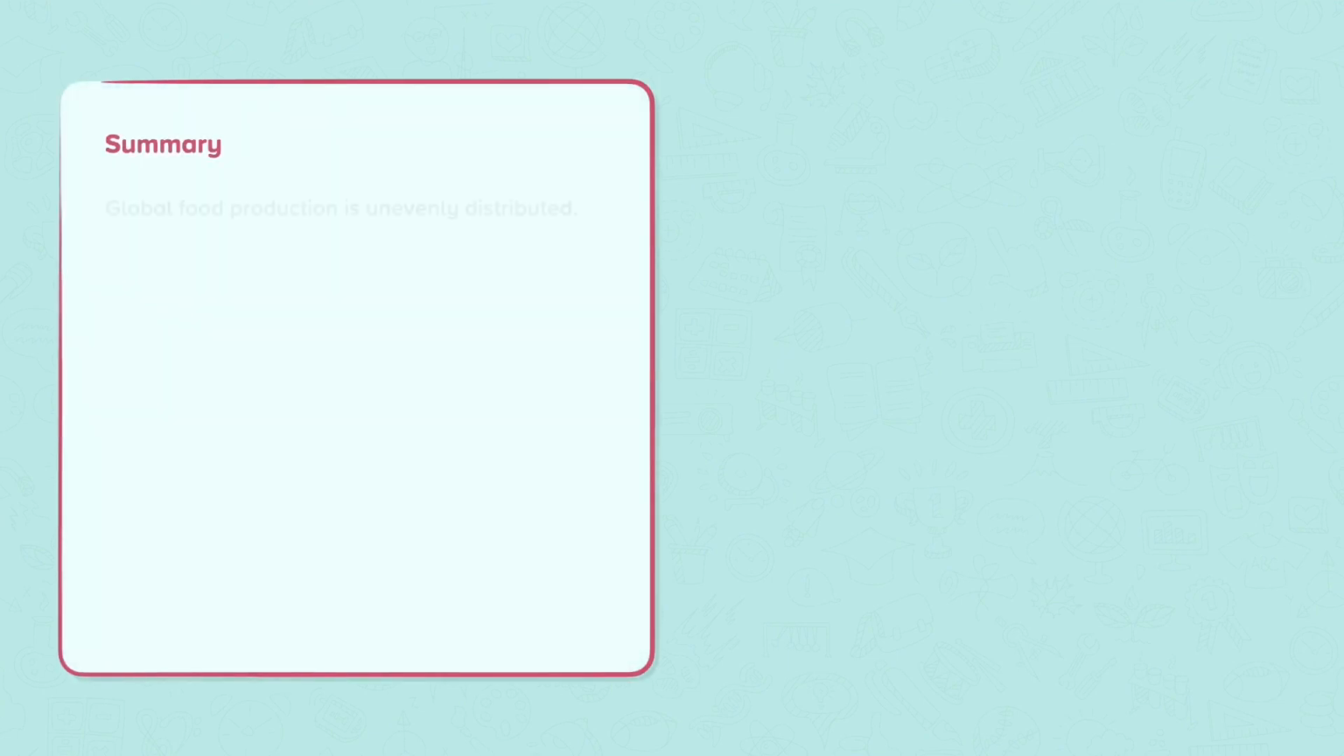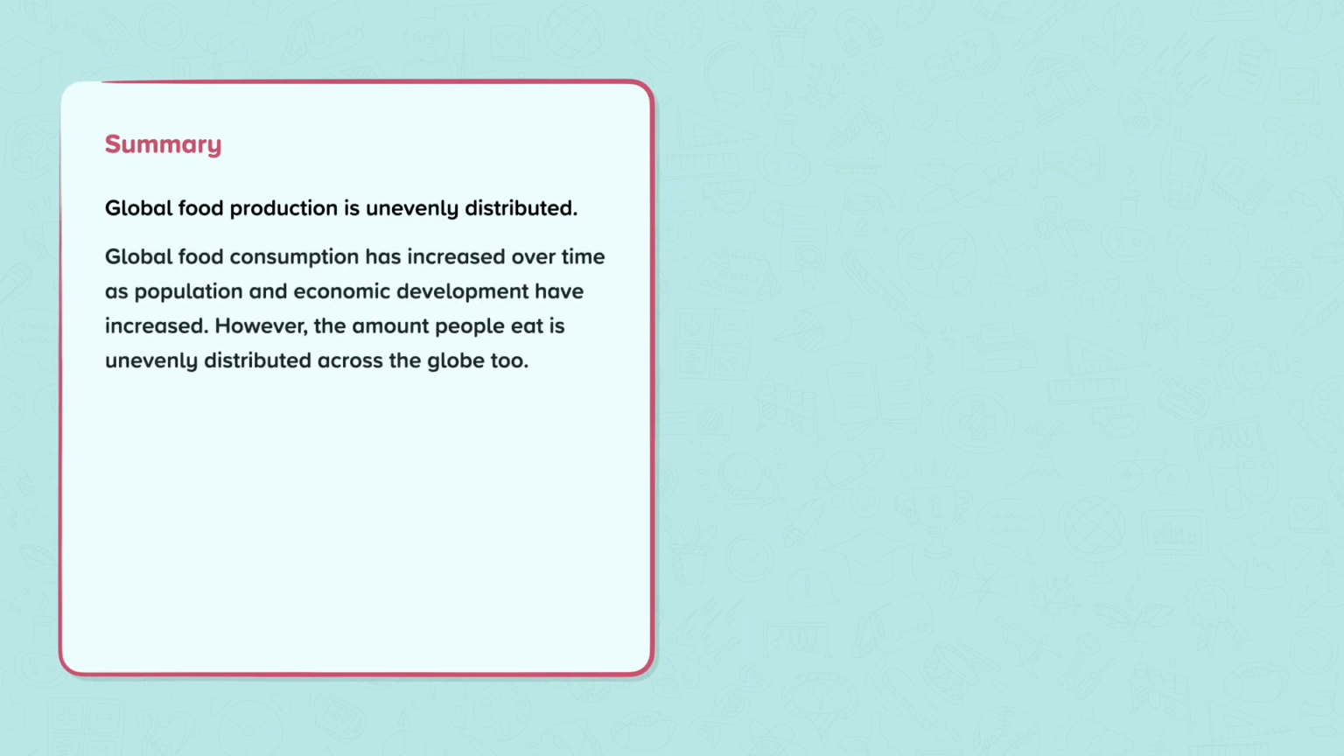To summarise, global food production is unevenly distributed. Global food consumption has increased over time as population and economic development have increased. However, the amount people eat is unevenly distributed across the globe too.